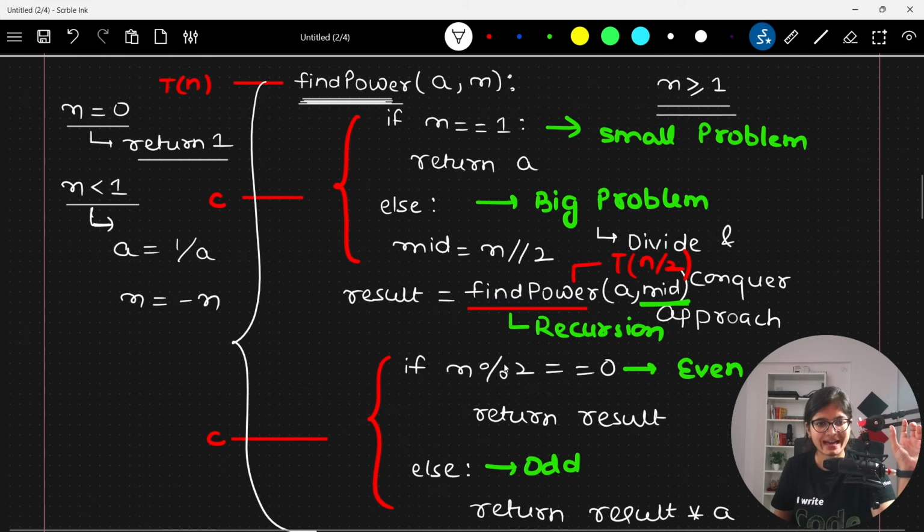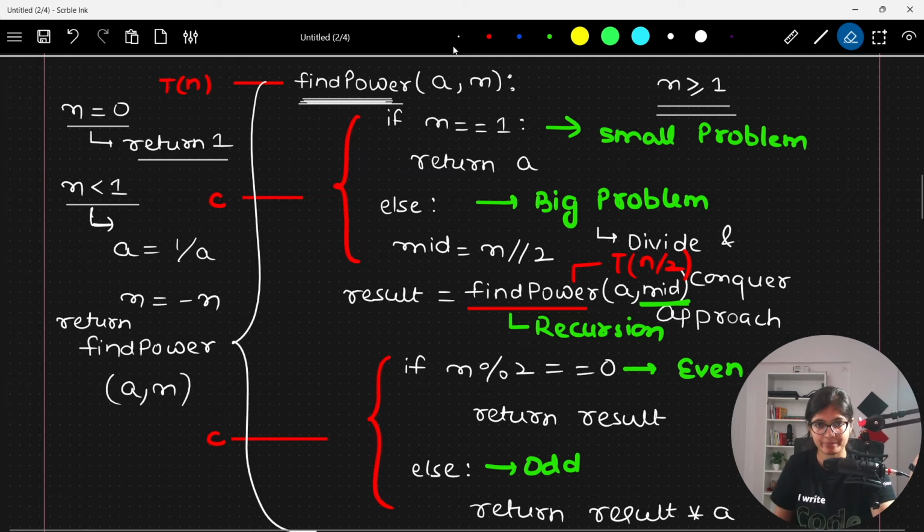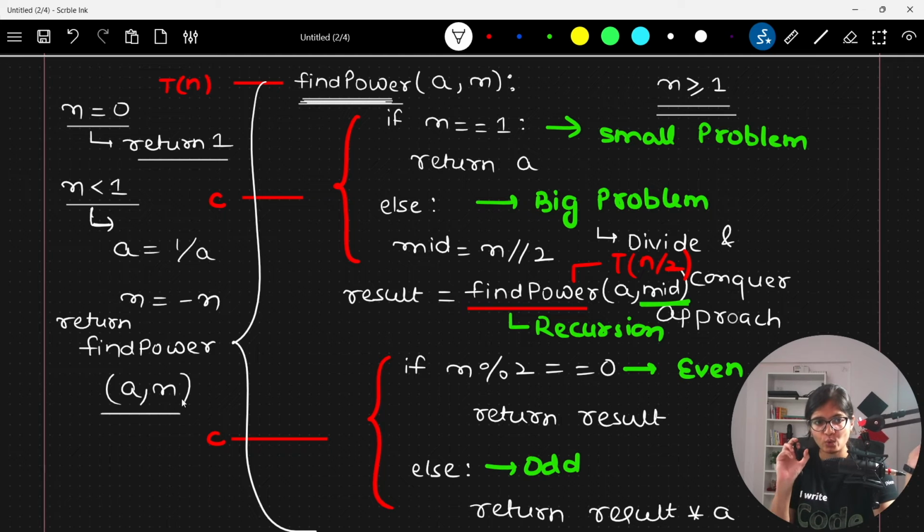So at that point of time, again, you will call the function which is find power. You can again call this recursion. So this is what you can return. You can call the function again, find power, with the updated values of a and n. And then the approach will again remain the same. So that is the only difference that you need to follow whenever you are dealing with a case when the value of n is less than 1, right? I hope it's making sense to everyone.